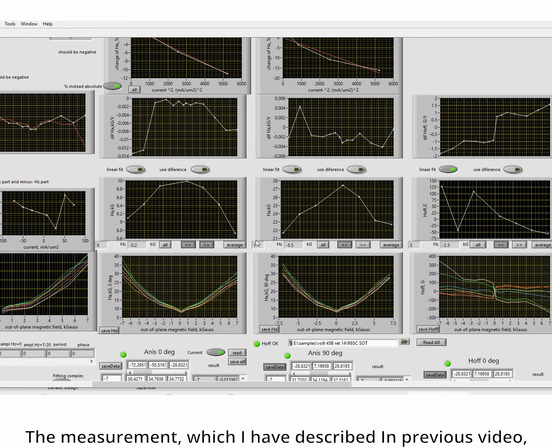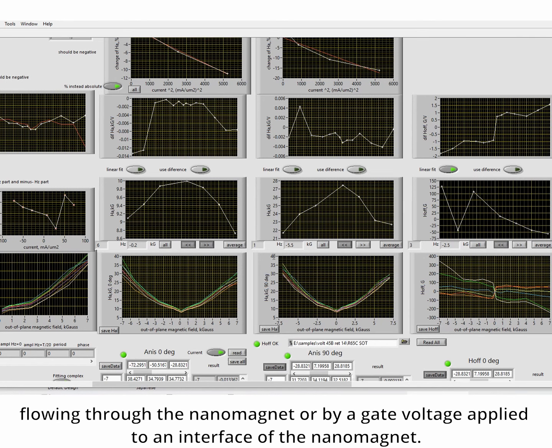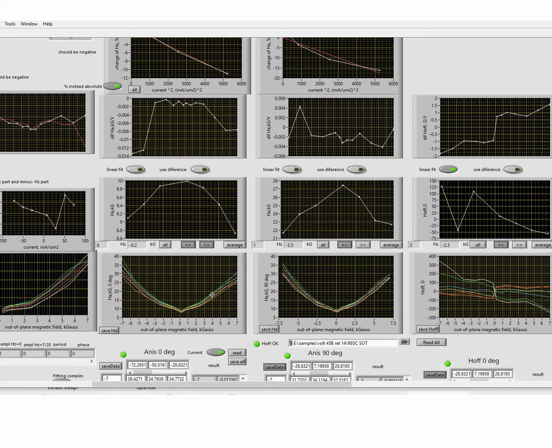The measurement, which I have described in a previous video, clearly shows that anisotropy field can be changed by electrical current flowing through the nanomagnet or by gate voltage applied at the interface of the nanomagnet. That is measured anisotropy field versus external magnetic field. Different line colors correspond to measurements at different currents, and you can see anisotropy field is clearly modulated by current.